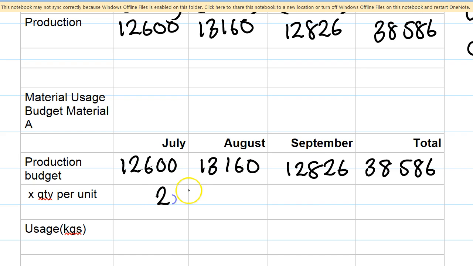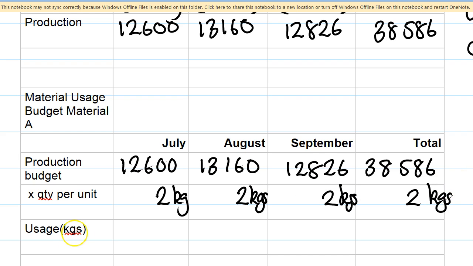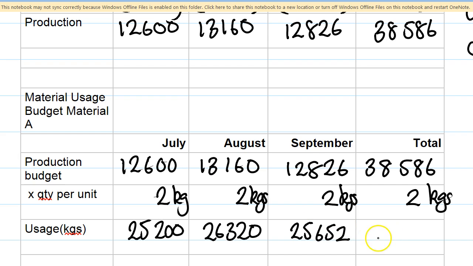In the question we're told that there's 2 quantity per unit, that's kilograms, and our material usage in kilograms, multiply it out, 25,200 kilograms, 26,320 kilograms, 25,652 kilograms, and in total 77,172 kilograms. So that's how much materials we need to use to make our required production.